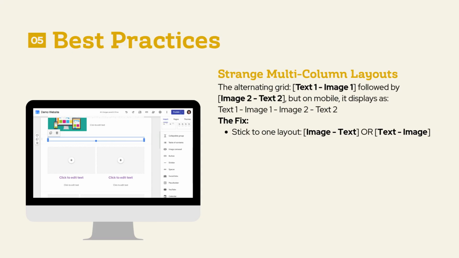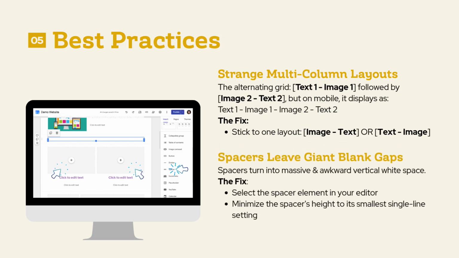The fix here is to design with stacking in mind. Stick to a single, consistent layout direction for related rows. Use either always image-text or always text-image. This ensures that when the page collapses on a phone screen, the matching text and image always stay paired together logically and consistently. The next best practice is white space.